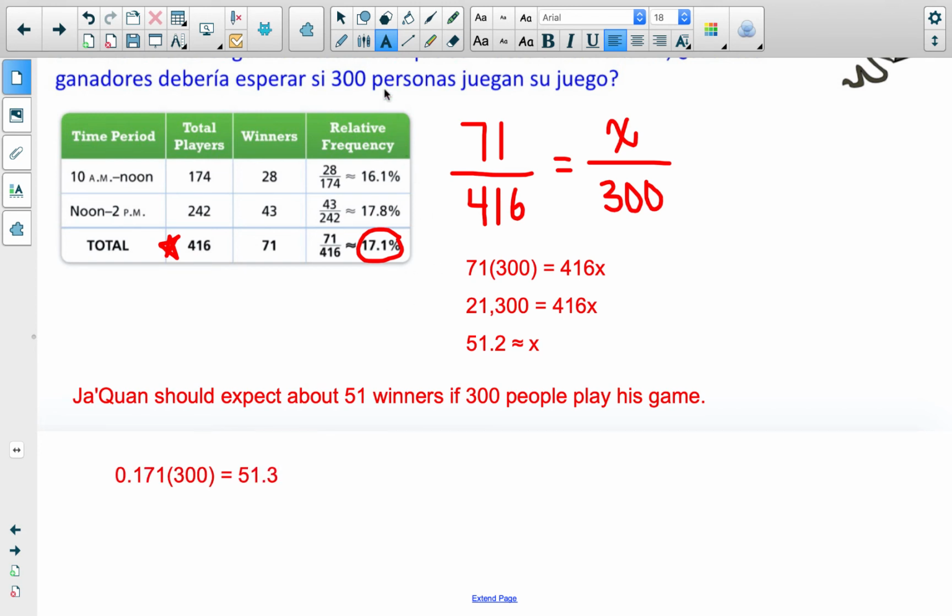Now, why are these a little bit different? Because this is an estimation. So just like this is an estimation, this is an estimation, but notice that they are very, very close. And with this, we're making predictions. And these are almost identical values here, okay? Either strategy, proportion or just understanding you can multiply that percent times the total number of trials, which in this case are players, that works as well.